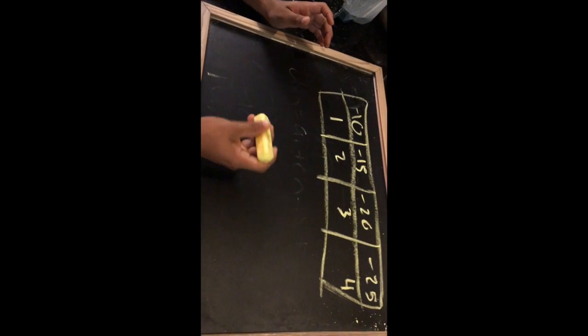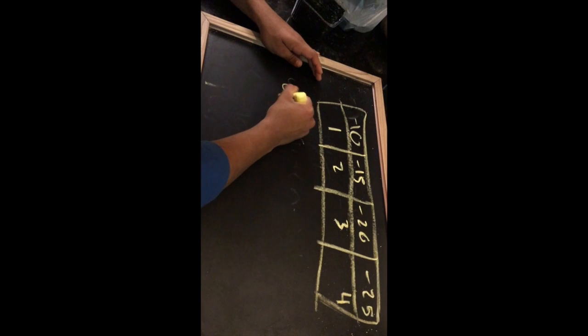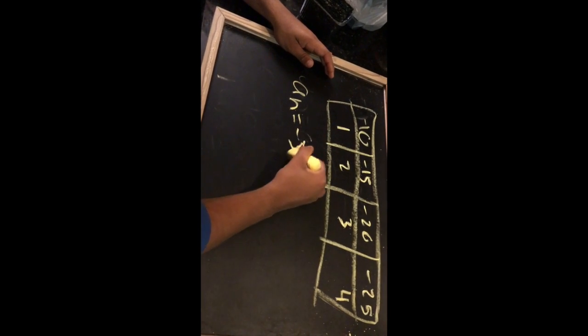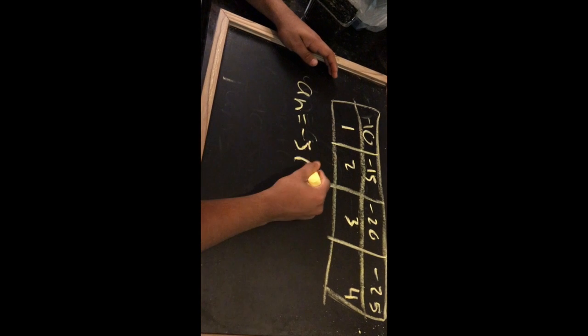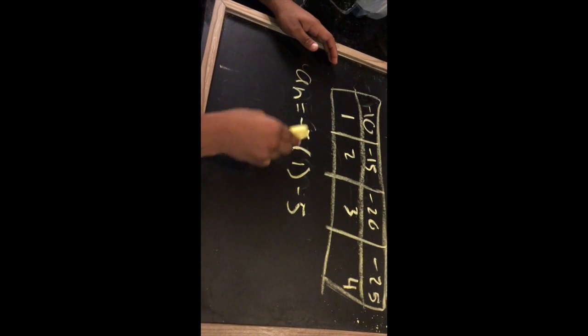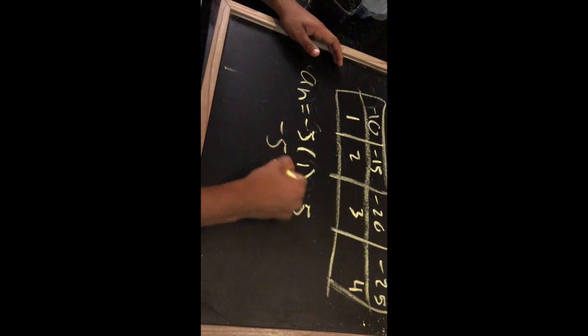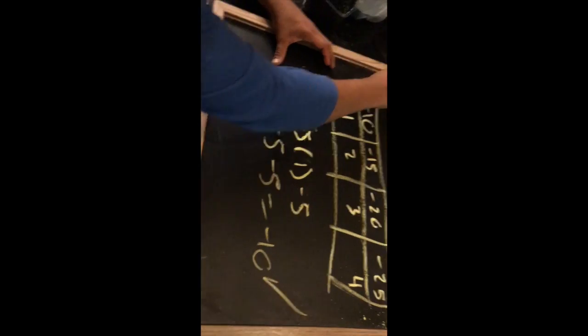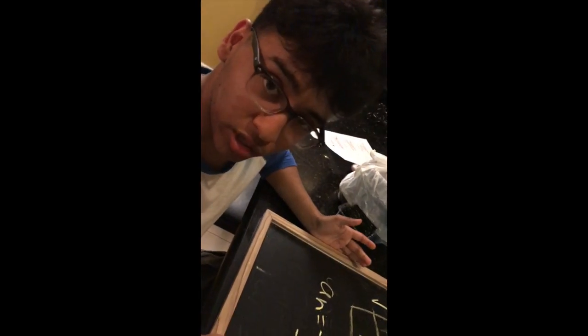Okay, so now assuming the equation is correct, the best thing we could do is just plug in the numbers. So let's try it. a_n is -5n, which is 1 in this case, minus 5. So then -5 times 1 is -5, and then minus 5 is -10. So check and check. Makes sense. Now you want to try the second one?